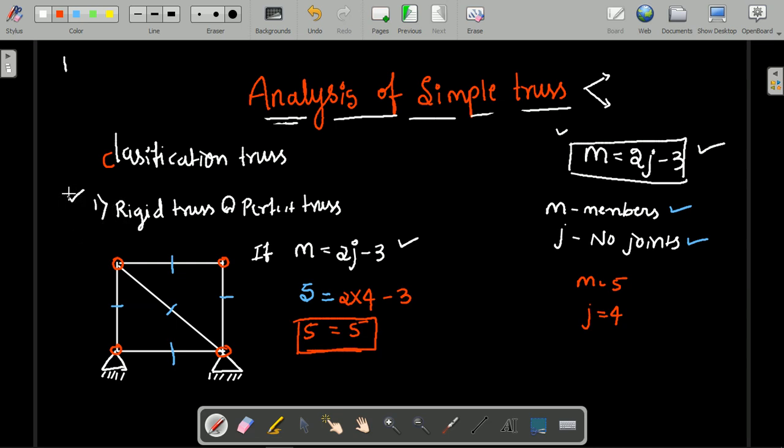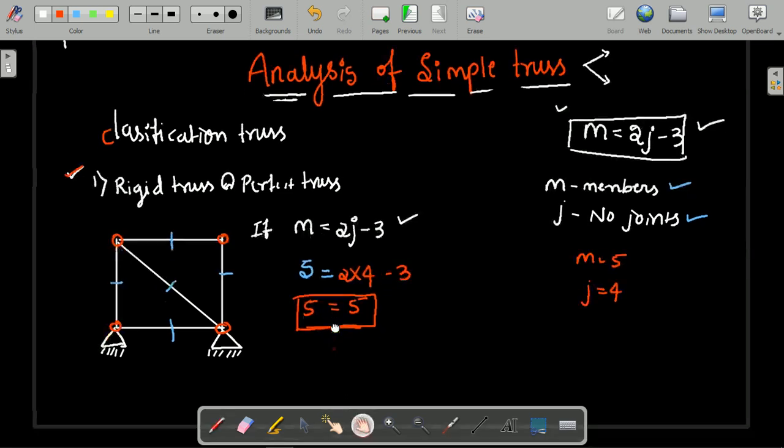Clear? So that is one type of truss, that is the rigid or perfect truss, in which the number of members provided is sufficient to carry the load. So that type of truss is considered a rigid truss.